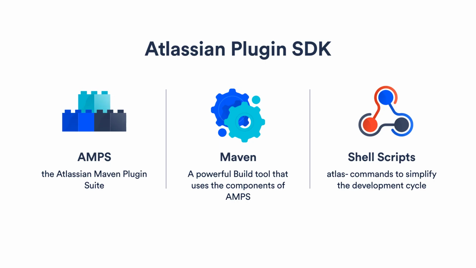If you've ever extended an Atlassian server product with an app, you're probably already familiar with the Atlassian Plugin SDK. It's a set of tools and scripts that can be used to build P2 apps for products like Jira and Confluence Server. The SDK is made up of AMPS, Maven, and a collection of shortcut commands that provide the Atlas commands. Today, my talk will focus on AMPS, which is where most of the magic happens.